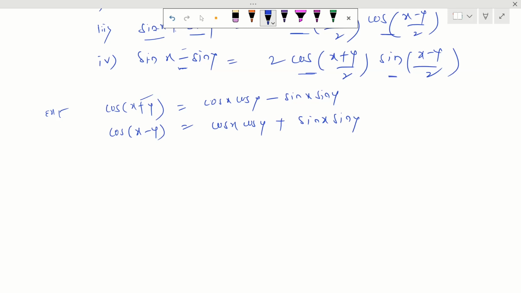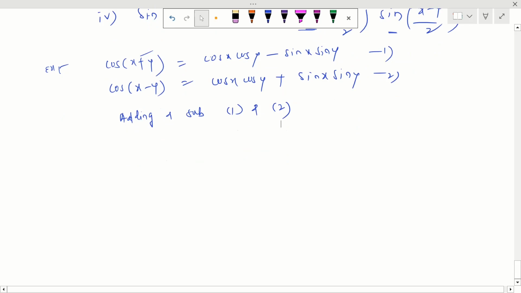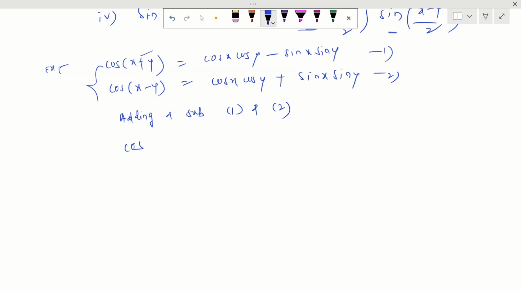Now what we have to do is add and subtract these two equations. We call them equation number 1 and equation number 2. So we add equations 1 and 2, and subtract them. First we add the terms, and next I am doing the subtraction. So it is cos of x plus y plus cos of x minus y. You just add these two terms.